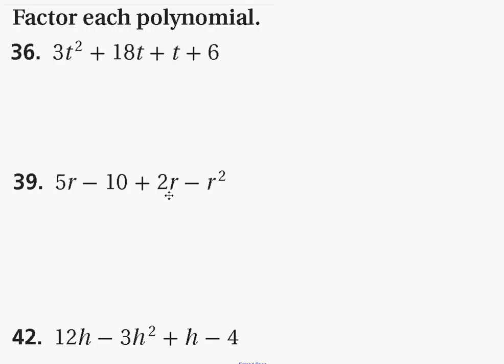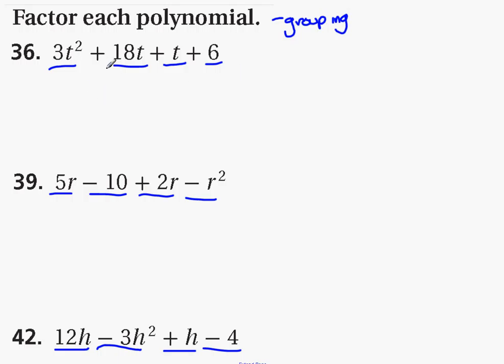Alright, 36, 39, 42. Here we're supposed to factor each polynomial. I would like to call to your attention that each of these expressions has 4 terms in them. So basically what we're going to do is factor by grouping. And this is how grouping works. You take and group each of these into 2 sets of 2.